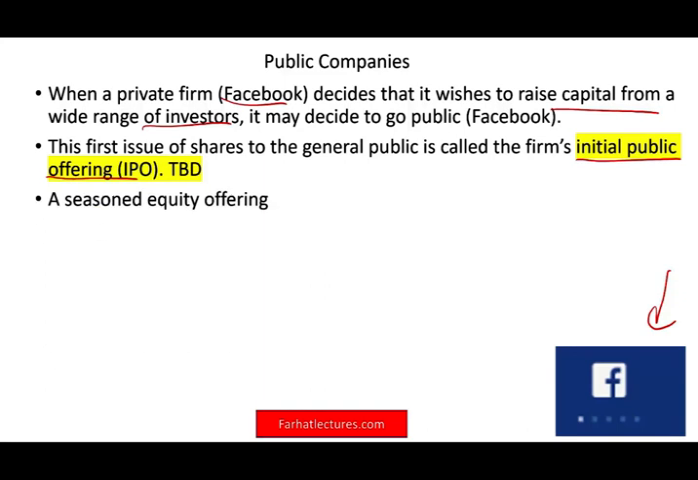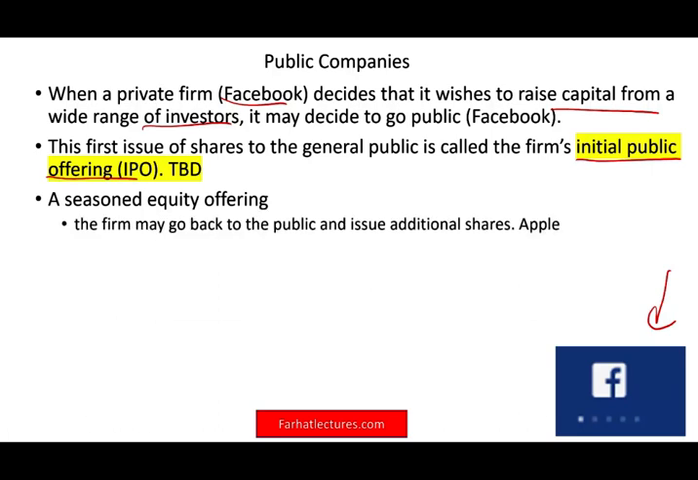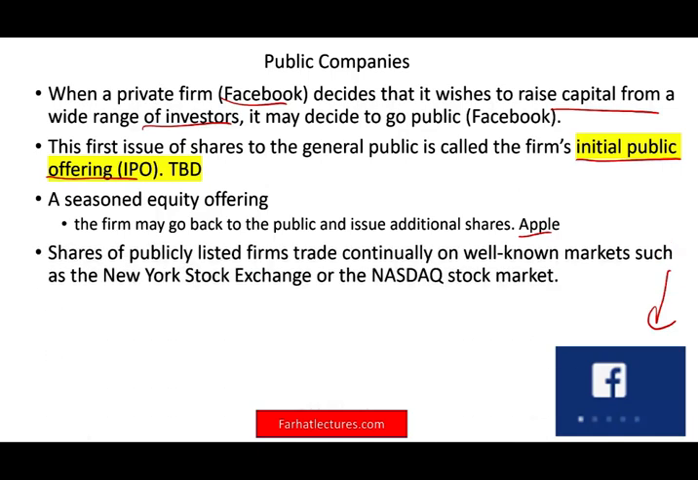Then you have something called a seasoned equity offering. In a seasoned equity offering, the firm may go back to the public and issue additional shares of stock without going through a formal process. Like if Apple wants to sell more shares, they don't have to go back every time to the SEC. They are considered seasoned equity offerings. It means they've been offering stocks for so long, we should trust that they're not going to lie or defraud the public. Okay. Shares of publicly listed stocks are continually traded on a well-known market such as NYSE or NASDAQ.